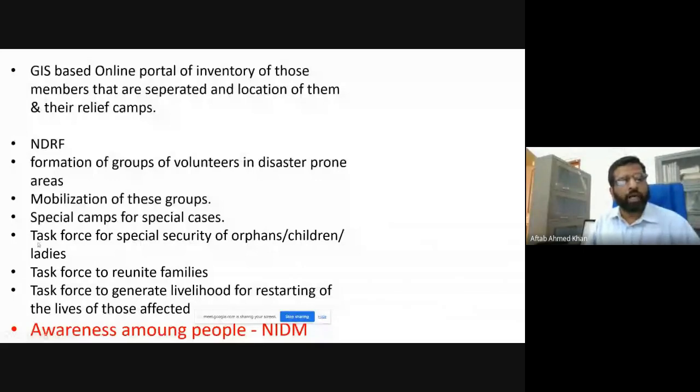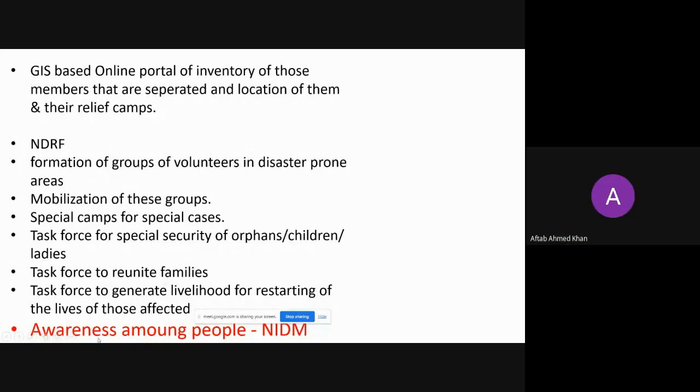Then there should be a task force for special security of orphans, children and ladies, because human trafficking is a real problem, and that occurred during the 1999 super cyclone in Orissa. There also has to be a task force, taken up on a war footing, to reunite families, because they are emotionally disturbed. When they get together, they will feel comfortable. Then there should be a task force that will generate livelihood for restarting the lives of those affected. I put it up as the last one, but it is actually the first one, and very, very important.